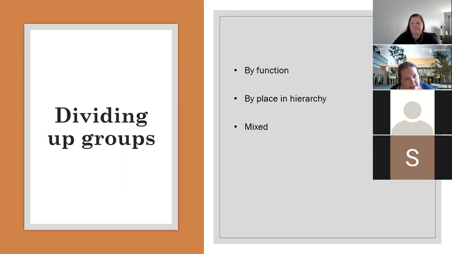So if that's all settled, then the question of how to do it starts with, how do you want the different groups that are going to be doing the mapping together to be formed? And there are 3 different ways that I have done this, and then I'll talk about why one versus another. So the first is by function.